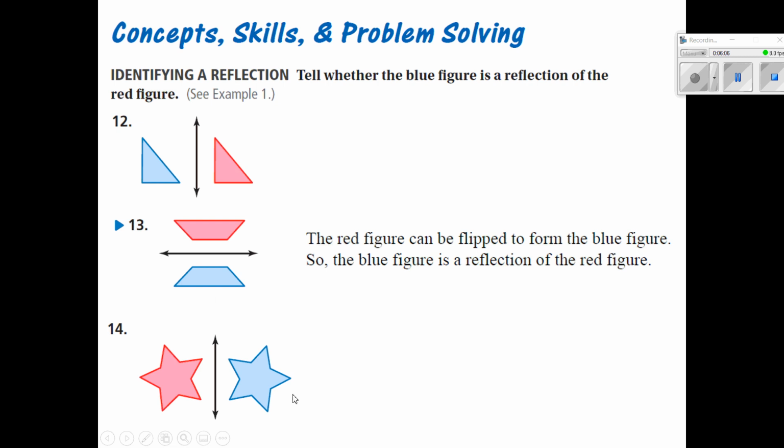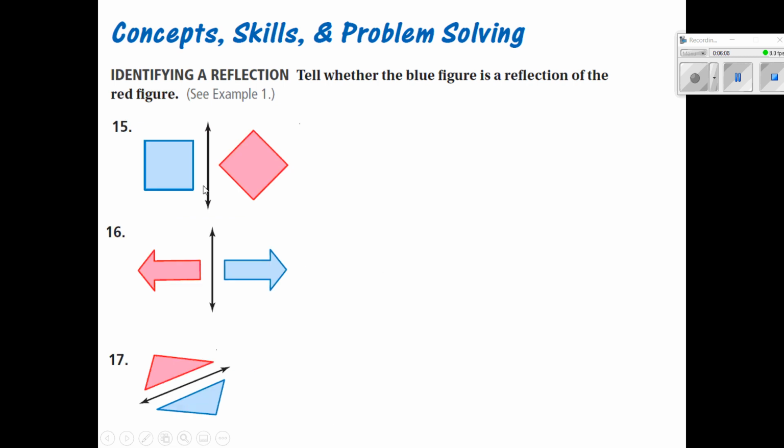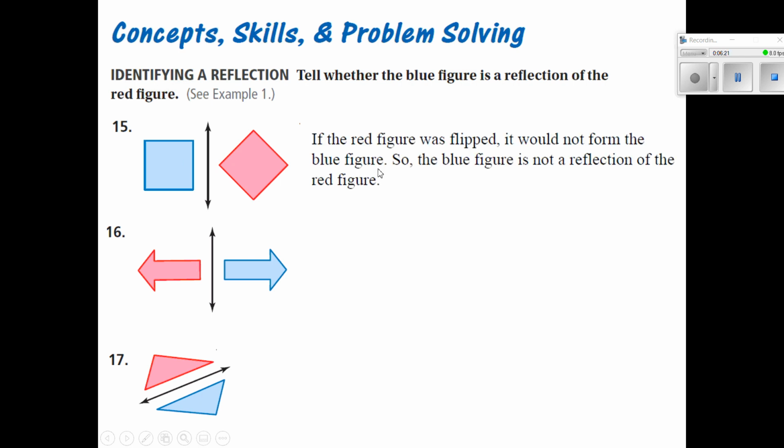Yeah, you have 12 and 14 to do. Number 15 is mine. This is going to be no, because again, when I'm reflecting across this line, I should see a flat surface equal distance away from this flat surface. So 15 is going to be no. It says if the figure was flipped, it would not form the blue figure. So the blue figure is not a reflection of the red figure. 16 is for you to do.